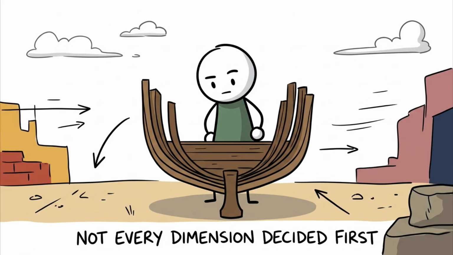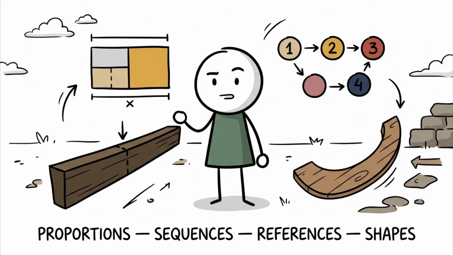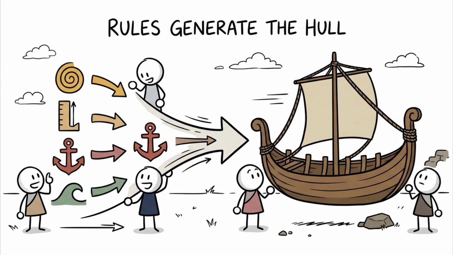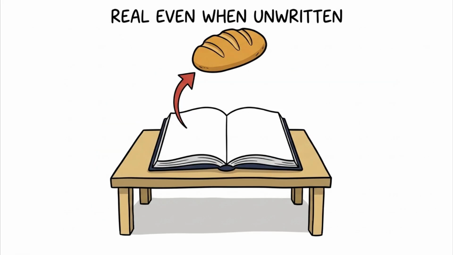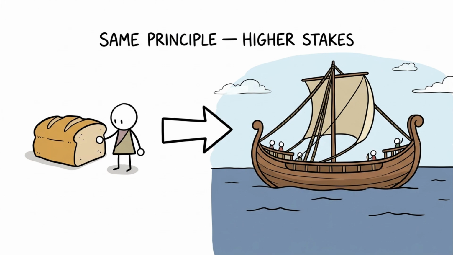The builder did not necessarily begin with every dimension already decided. He began with rules, proportions, sequences, reference points, and familiar shapes. Those rules could generate a complete hull without describing every plank beforehand. Think of a recipe known by a baker who rarely weighs ingredients. The recipe is real, even when it has never been written down. Shipbuilding knowledge worked in a similar way, but with much higher consequences.